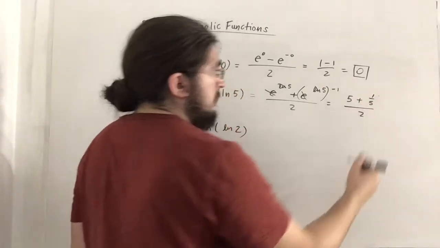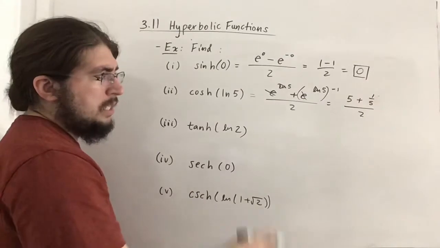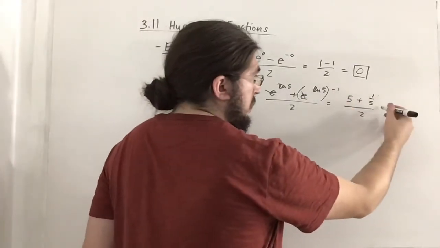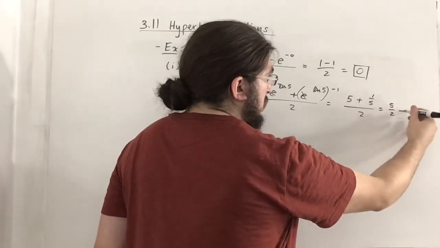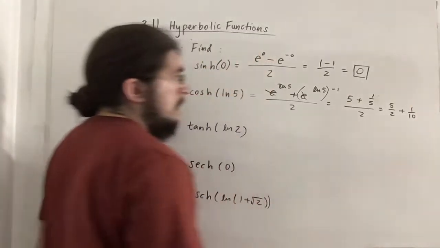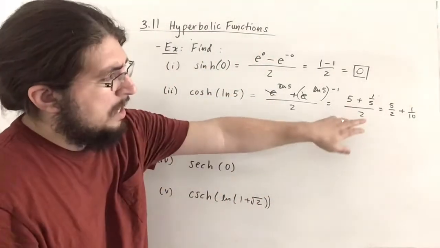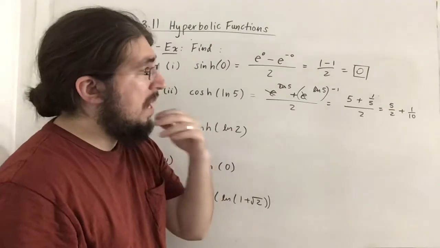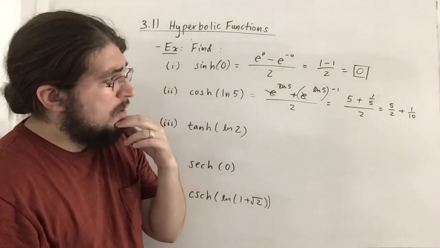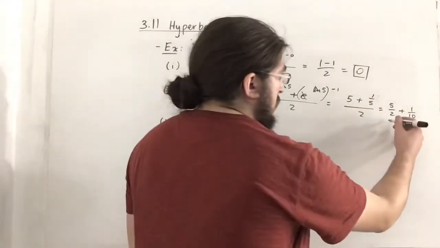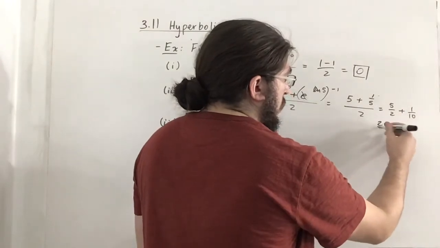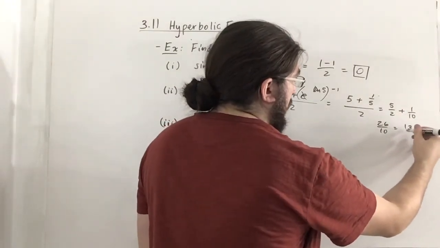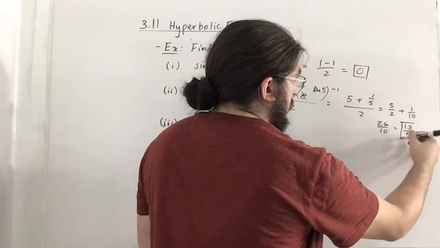And this over 2. So in fact, if you just divide each of the numerators by 2, we get 5 over 2 plus 1 over 10, which if you want to write this as a common denominator, you can multiply top and bottom, the first one by 5, and you'll get 25 over 10 plus 1 over 10. So this is 26 over 10, which reduces to 13 over 5, funny enough. That is interesting.